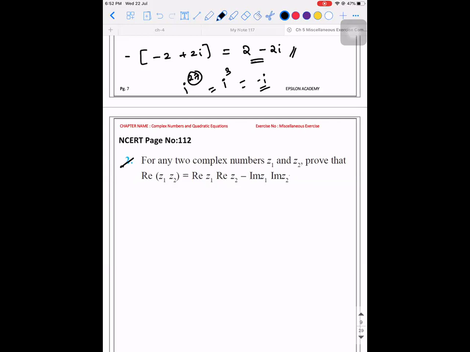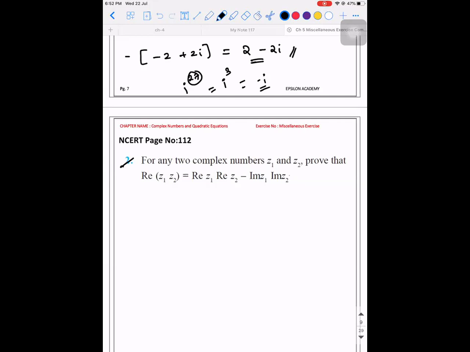Now, are you guys able to hear me clearly? Yes, sir. So i power 27 means dividing by 4, what do you get? i cube, because when 27 is divided by 4, the remainder is going to come out as 3. So i cube is going to be minus i. We'll go to the next problem.